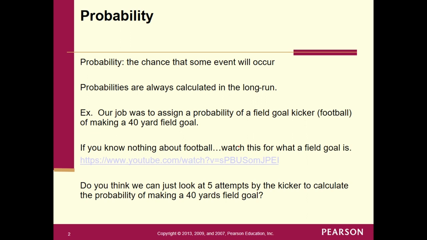So let me ask you this. Do you think that you can just look at 5 of the kicker's attempts and then be able to calculate the probability of him making a 40-yard field goal? Just 5? What do you think? Probably not. You're probably going to have to look at more than just 5, okay? And that's what I'm talking about. To calculate probabilities, you have to do it in the long run. You have to come up with a long-term relative frequency for it, all right?